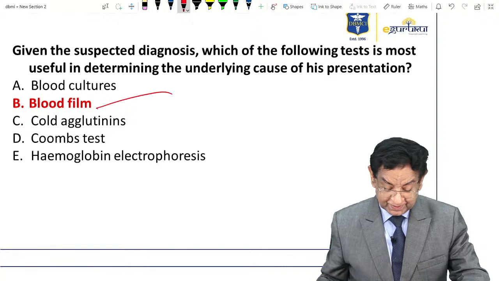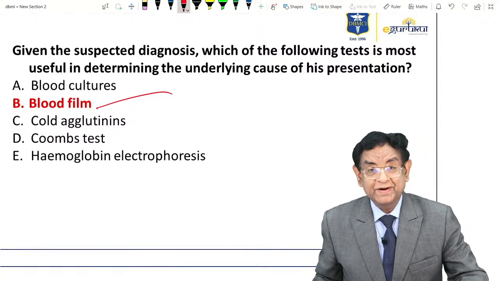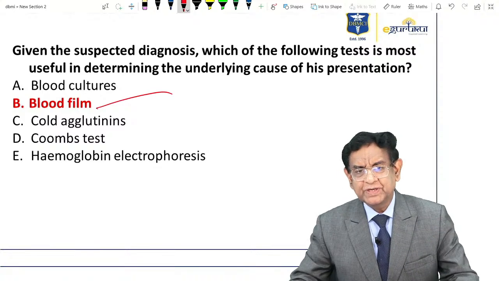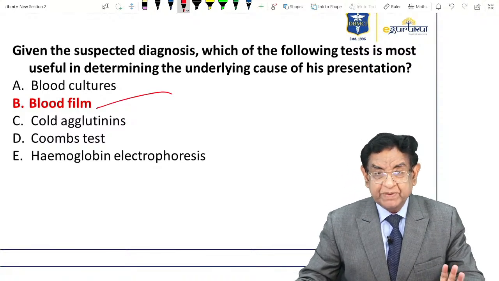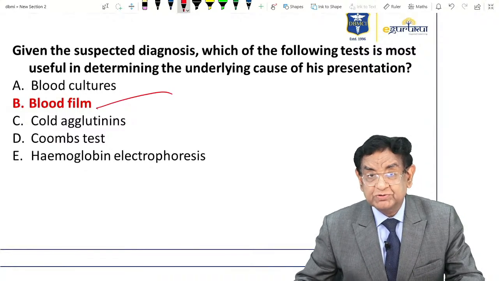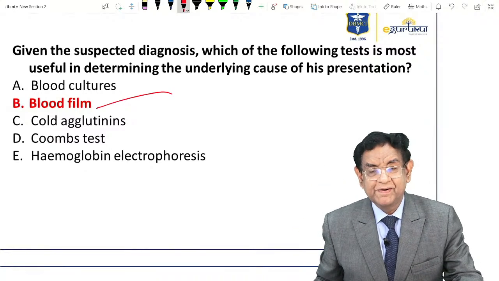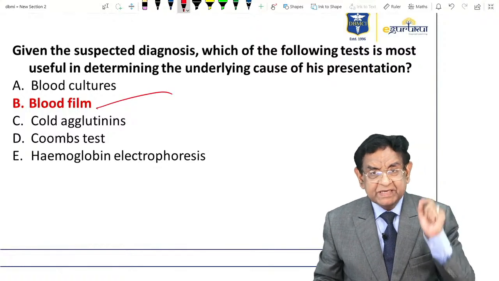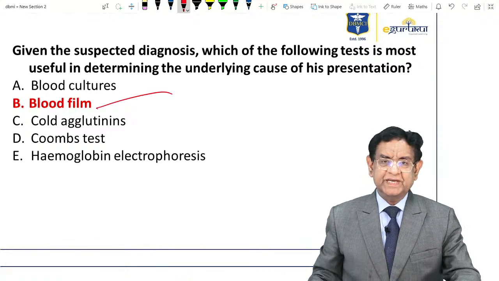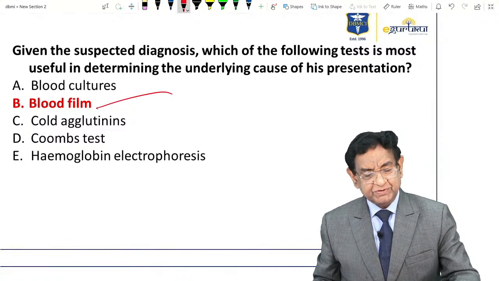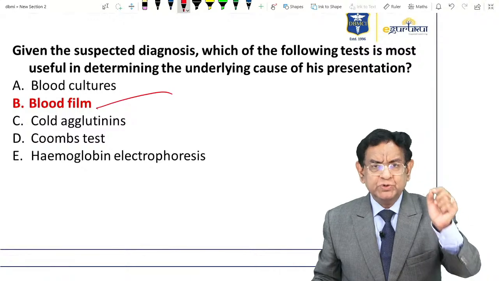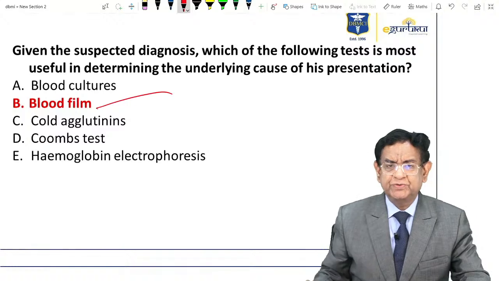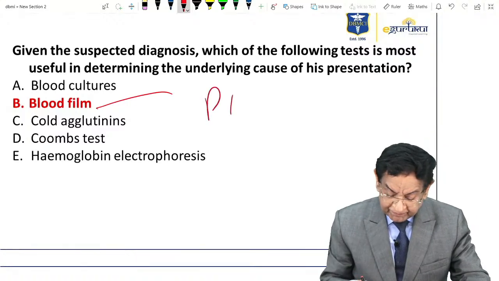Blood film. Come on. Again, remember the one line I told you. If a surgeon gets a patient with a pigment gallstone in a younger patient, he will send the patient back to the physician to investigate for hereditary spherocytosis. Suppose that you are the physician and the patient has been sent to you. The first investigation you will do is the peripheral blood film.